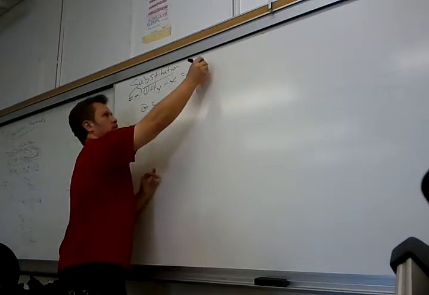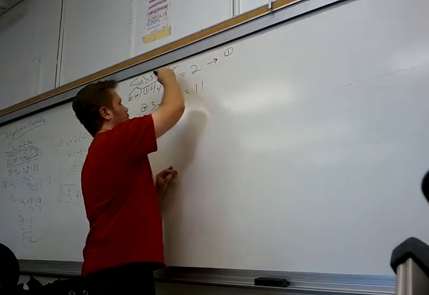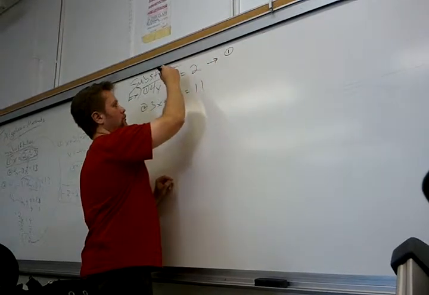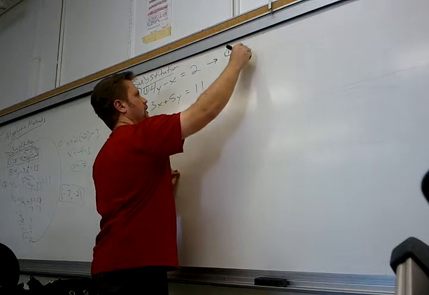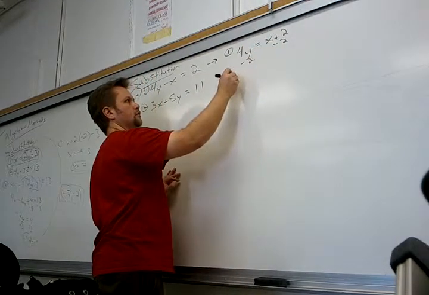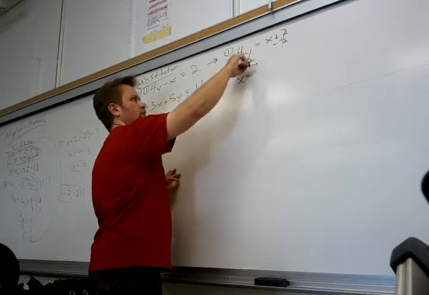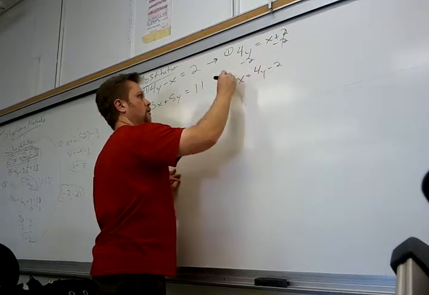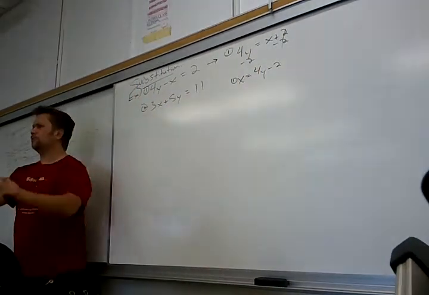So I add. What could I do? You can add X to both sides. I like that. And then it'd be 2. Subtract 2, right? So I get X is 4y minus 2.